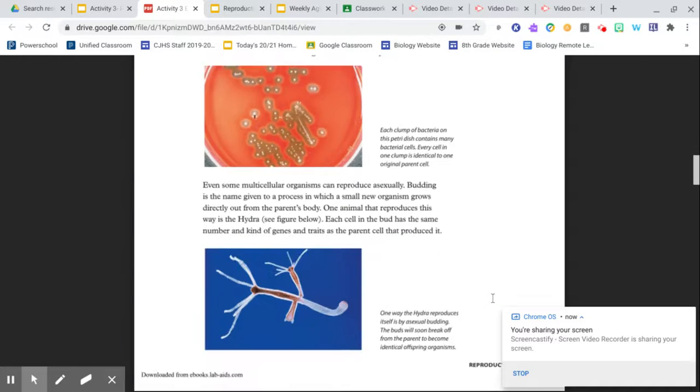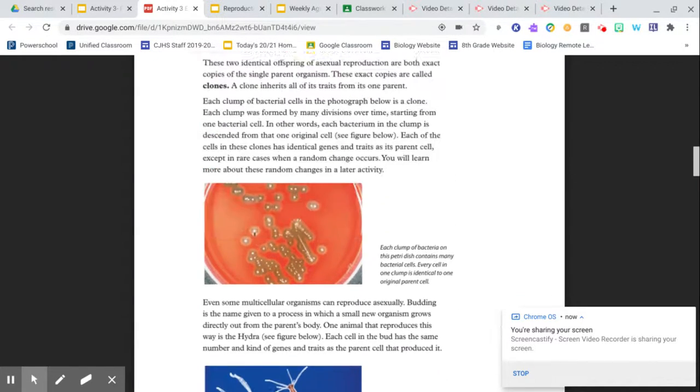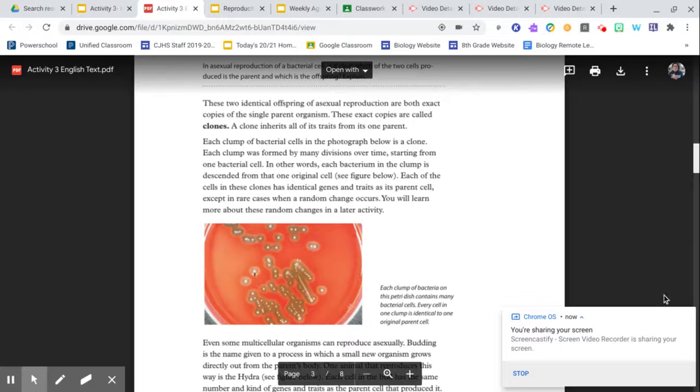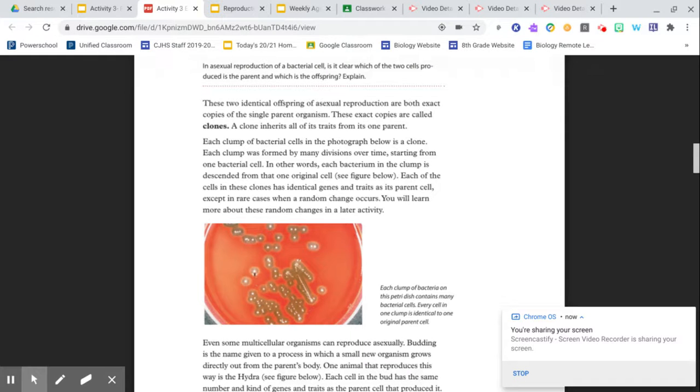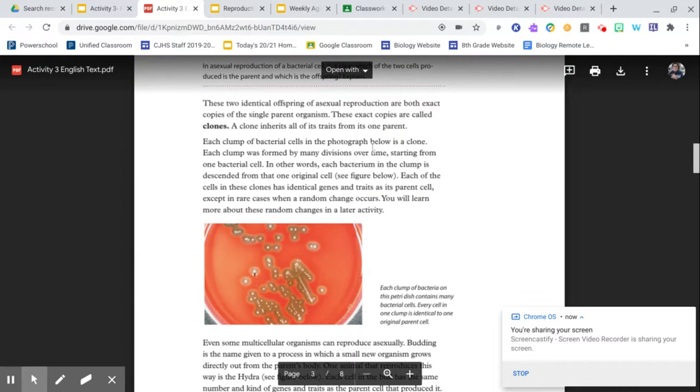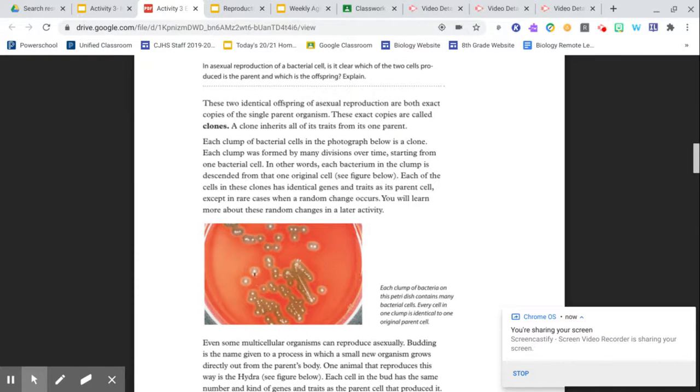Continuing on with our reading for Activity 3, I am on page 15 of the textbook if you'd like to follow along. These two identical offspring of asexual reproduction are both exact copies of the single parent organism. These exact copies are called clones. A clone inherits all of its traits from its one parent.